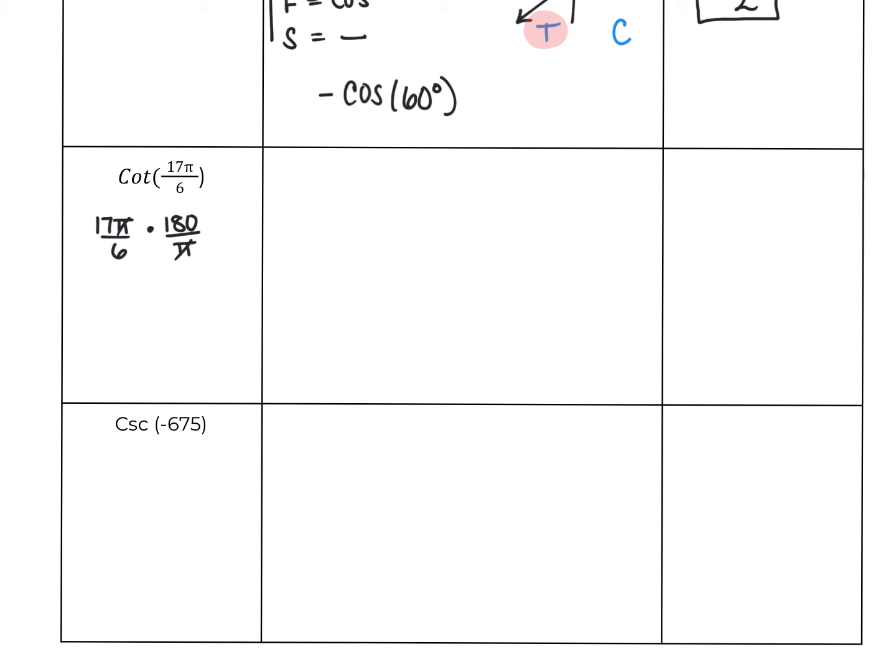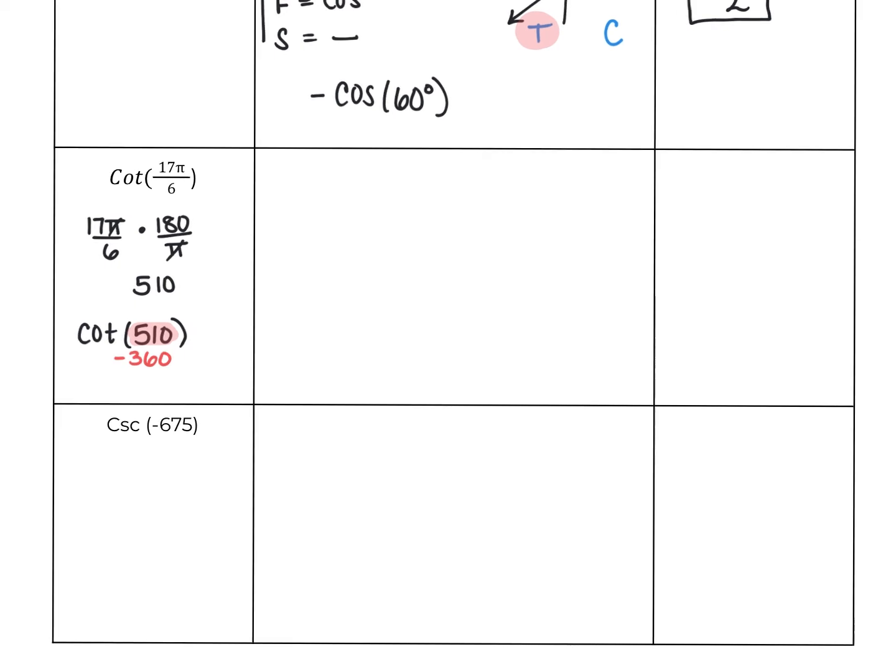Okay, so you should have gotten 510. So what you were really asked to do is find cotangent of 510. But 510 is a problem. 510 is not an angle between 0 and 360. So we have to use the concept of coterminal angles. Let's try subtracting 360 one time and see what happens. If we do 510 minus 360, we get 150.